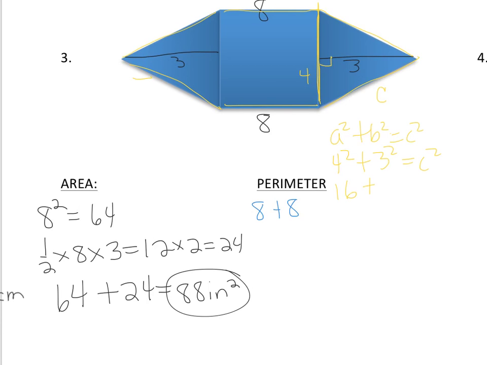If you remember your Pythagorean triples, you may remember that this triangle is a 3, 4, 5. If you don't remember your Pythagorean triples, you can do the math. So now each C is worth 5. So I'm going to have 8 plus 8 plus 4 5s is 20. Or you could do 5 plus 5 plus 5 plus 5. That's up to you, to give you a total of 36 inches for your perimeter.